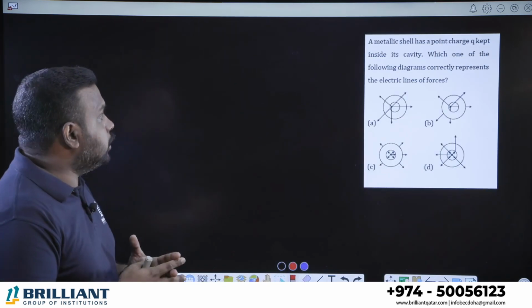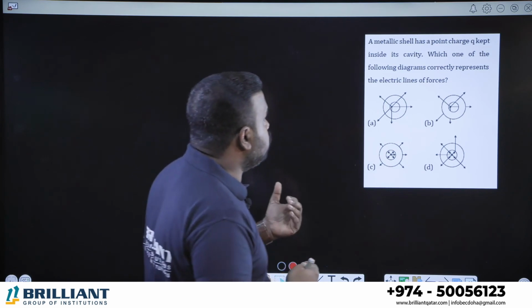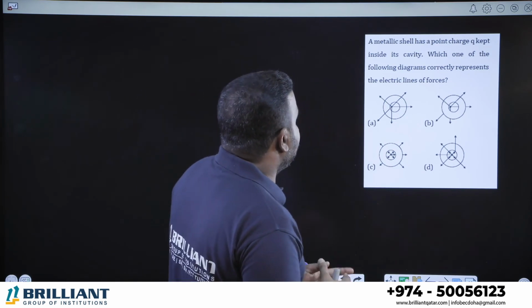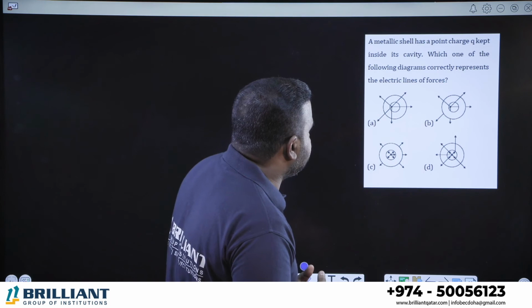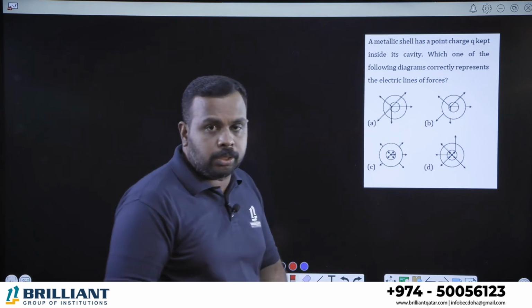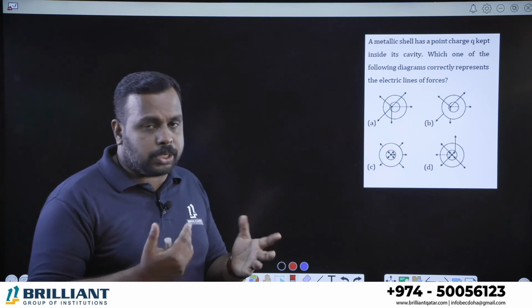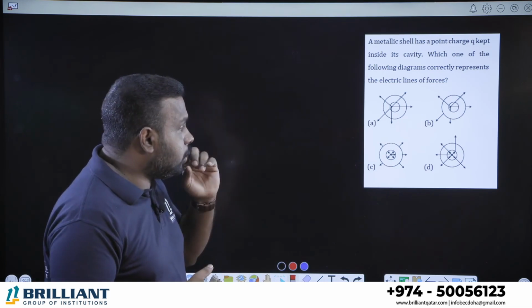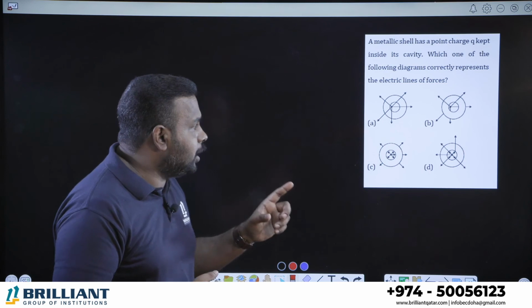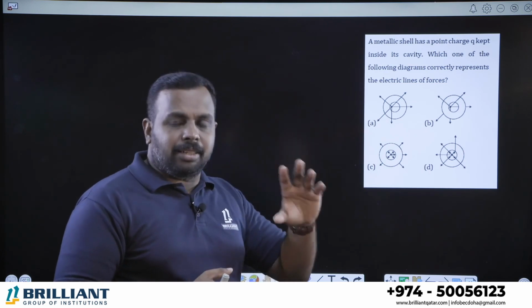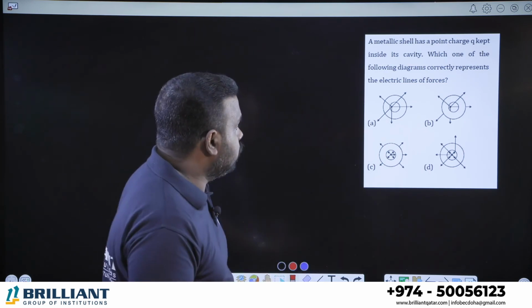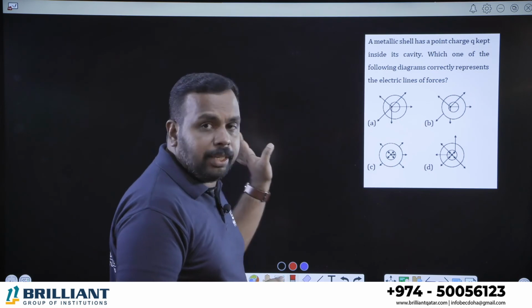A metallic shell has a point charge Q kept inside its cavity. Which one of the following diagrams correctly represents the electric lines of force? This is based on the properties of field lines and the electrostatic properties of a conductor. There are some very important points. One is that the electric field inside a conductor, inside a metallic shell, is always 0. From that itself, you can easily find the answer for this question.